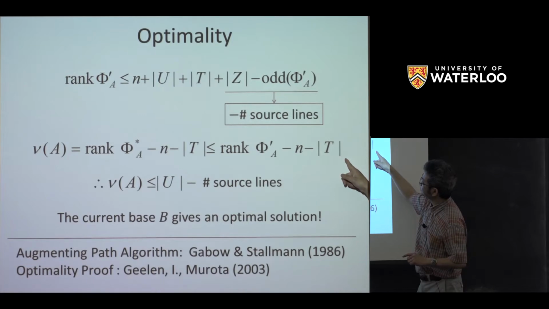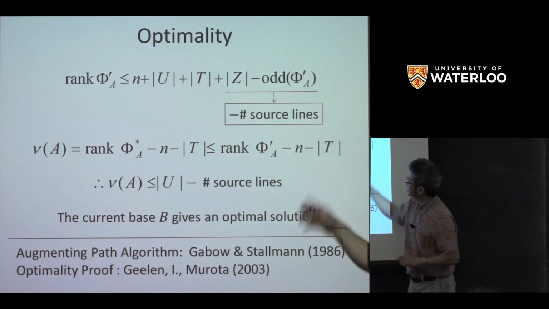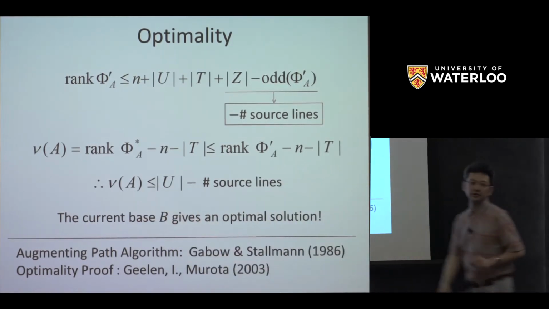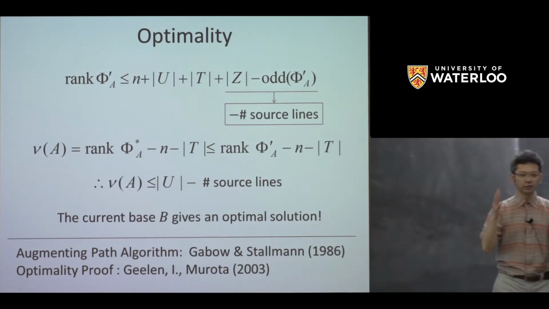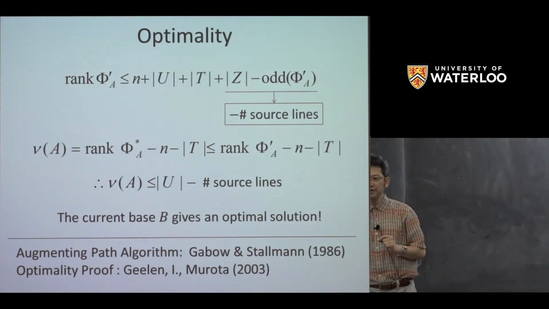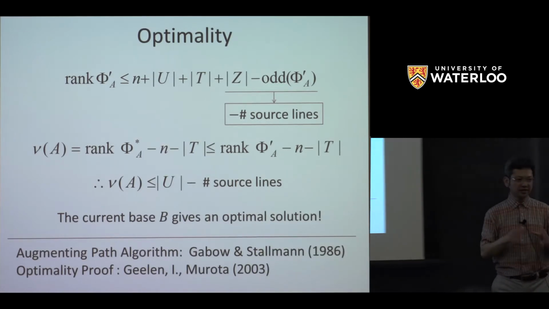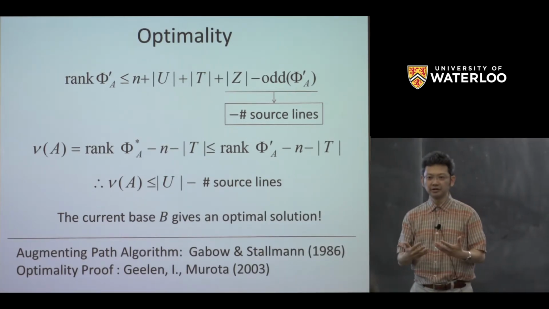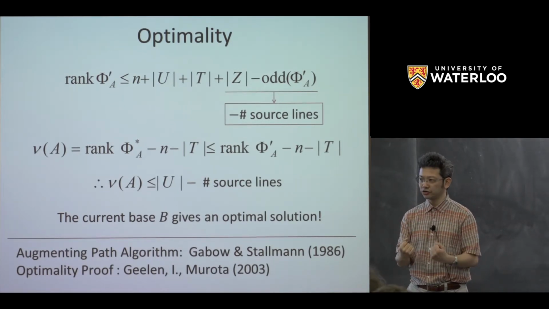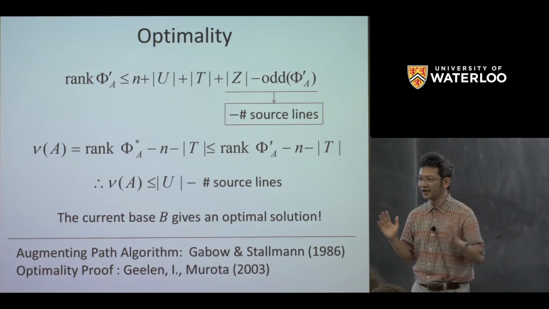And if we apply that inequality to this, we obtain that your optimal value is at most the cardinality of U, which is equal to the rank minus the number of the source lines, okay? Which means that this is, in fact, the size of the parity set induced by your current base, which means that we already have a solution which is at least as good as an optimal solution, which means we are done, okay?